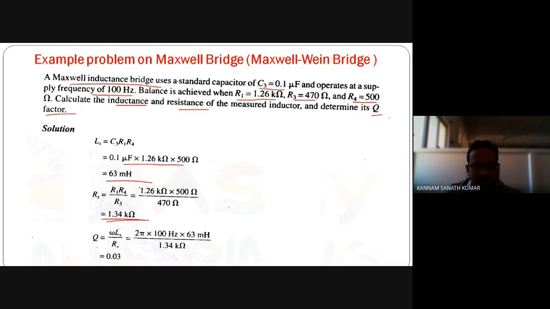And quality factor Q equal to omega LS by RS. So what is omega? 2 pi f. So 2 pi into what is the frequency? Frequency is 100 hertz. So 2 pi into 100 hertz into what is LS you got? So LS is 63 millihenry. 63 millihenry divided by 1.34 kilo ohm. So you are getting the quality factor as 0.3. This is the quality factor. So by using this, you can find out the unknown inductance, unknown resistance, and the quality factor.